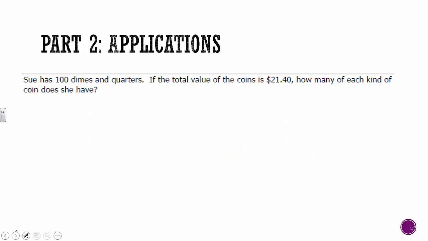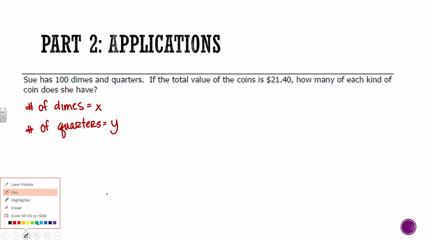Sue has 100 dimes and quarters. The total value is $21.40. How many of each coin does she have? So stop and think about what you don't know. We don't know the number of dimes, so let's make that x. And we don't know the number of quarters, so let's make that y.